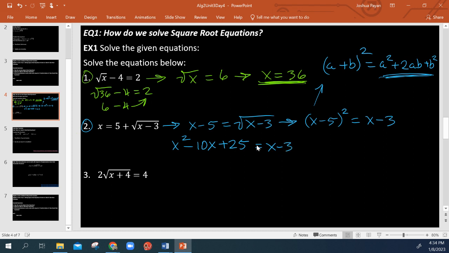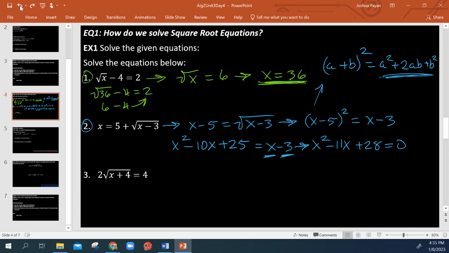Okay, so now we see we have a quadratic. And what I'm going to want to do is go ahead and get this stuff over here, combine like terms, so that I can rewrite it in standard form. So nothing's going to combine with x squared, right? The negative 10x will combine with this. So I'm going to do minus x to both sides, so minus 11x. And this minus 3 will change to plus 3 on the other side, so plus 28. And now I have it in standard form. Ax squared plus bx plus c equals 0.